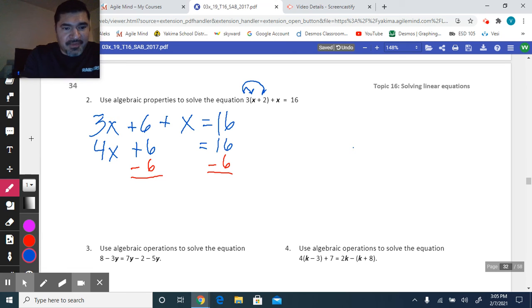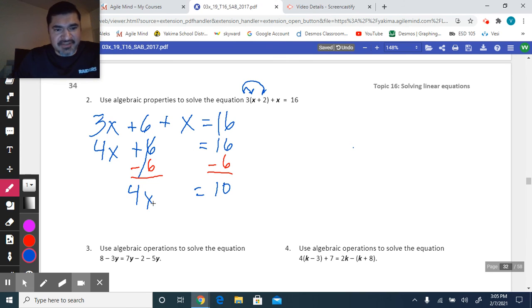Okay, so 4x is going to come down. Positive 6 and negative 6, well, that's 0. So I could put plus 0, but 4x plus 0 is just 4x, equals 16 minus 6, well, that's 10. Okay, so we're almost there.